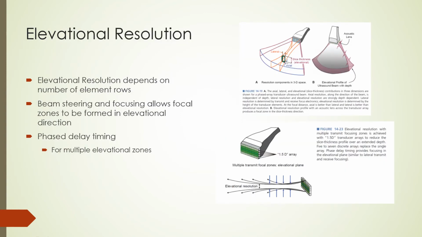Elevational resolution is along the thickness direction of the transducer as shown in this figure. So this is the thickness direction. Elevational resolution depends on the thickness of the transducer face. That is the number of rows of transducer elements that are in the transducer. So more transducer elements means a lower elevational resolution, and fewer rows of transducer elements means a better elevational resolution. With phased timing delays, multiple elevational zones can be produced as shown on this bottom image here. So you can have multiple focal zones as shown below.